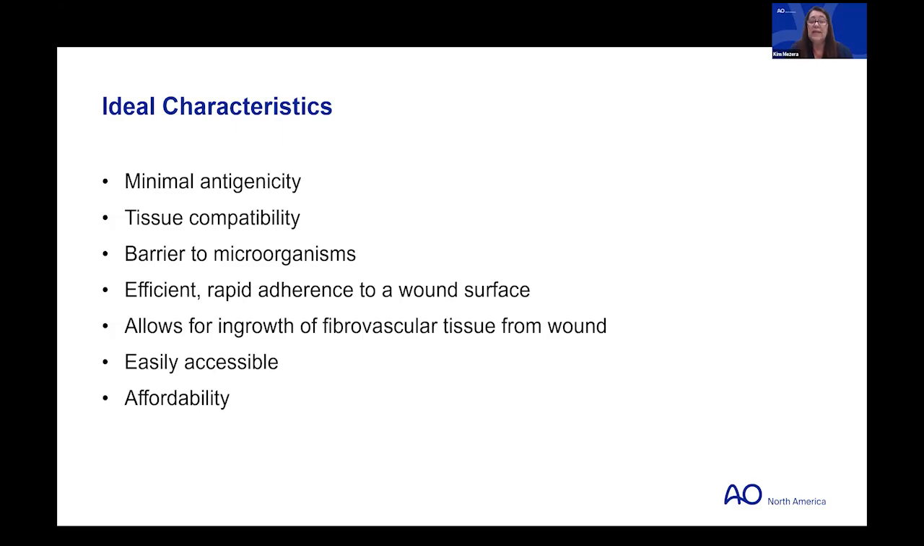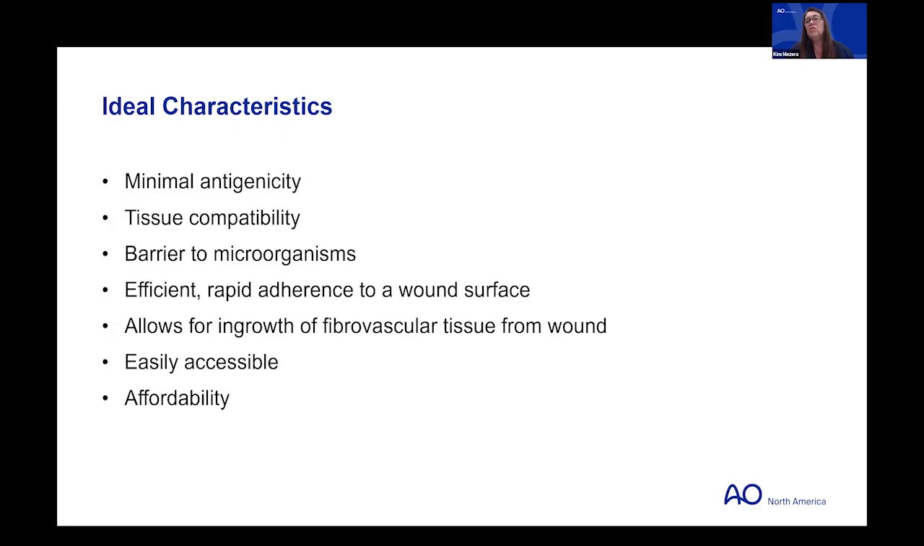We would like it to be able to efficiently adhere to the wound surface. That is due to the fact that if you have something that doesn't adhere well, you can get a fluid collection underneath that layer, and then you can get infection and problems with the health of the wound bed. So you want a product that does adhere nicely and allows for ingrowth from the fibrovascular tissue in the wound to create that healthy bed that we need to either skin graft later or to heal. We'd like it to be easily accessible, meaning that we can get the product, right?